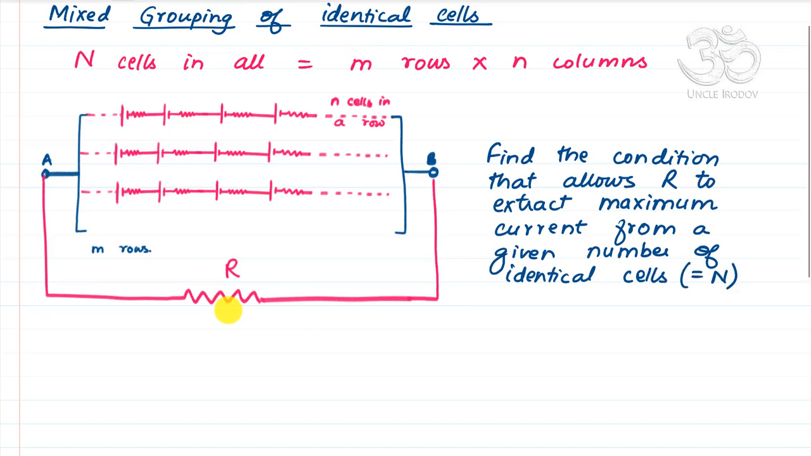That's because when the number of cells is fixed, then the only thing that can vary is m and n. And the question that we are trying to ask is, can we vary m and n in such a manner that allows this R to have maximum value of current? Because if the current is maximum, if I is maximum, then I square R is also going to be maximum, and then we will say that in the external circuit we are getting maximum amount of power from this grouping of cells.